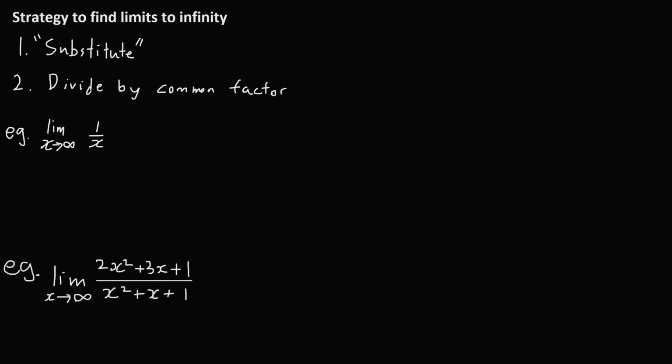There are two main strategies to find limits to infinity. The first one is substitution, and the second is dividing by a common factor. For example, in this case, you would simply put infinity in place of the x. That would equal 1 over infinity. Then this would approach 0. This is true because as x approaches a really big number and you're dividing 1 by that really big number, it starts to approach 0.